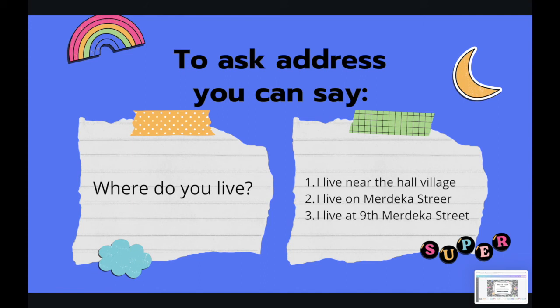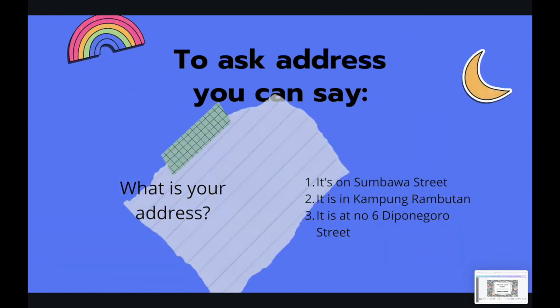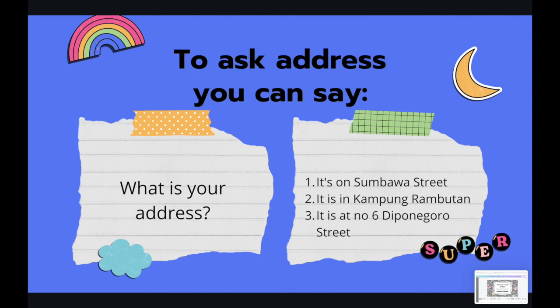Oke? Nah, terus kalau yang ketiga, "I live at 9th Merdeka Street." Kalian bisa juga pakai itu. Di sini on, di sini at. Biasanya memang kalau nama jalan itu kita bisa pakai on ya. Kalau at itu karena ada angkanya. Biasa kan nama-nama jalan ada angkanya. Jadi kalian bisa ikutin contoh di sini ya, ketika mau menyebutkan di mana kamu tinggal. Oke? Good. Next. Bisa juga pakai "What is your address?"